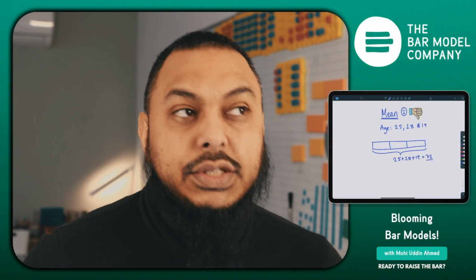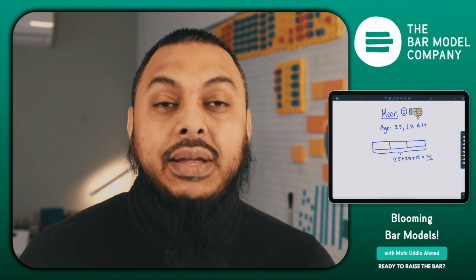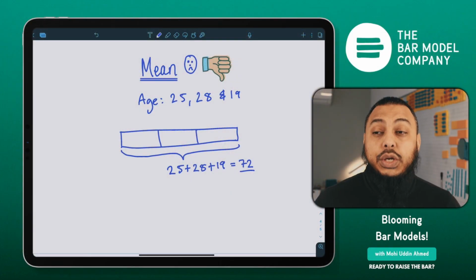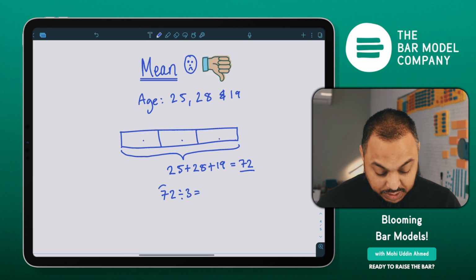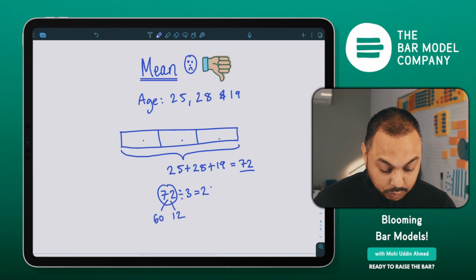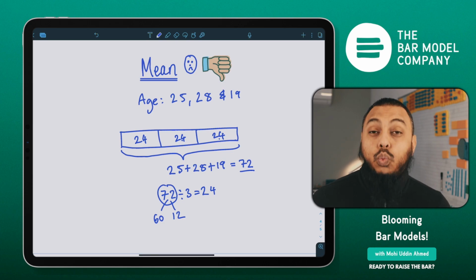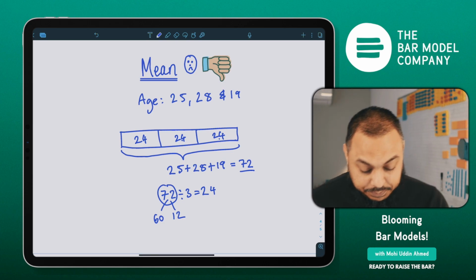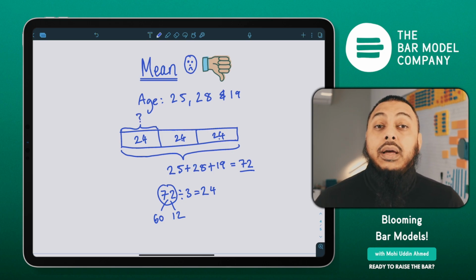The sum of the ages is 72, and if we want to share their ages all together evenly, then what would we need to do? Well, what we could do is we could divide by 1, 2, 3, because there's only 3 people here, right? So 72 divided by 3. I know 60 divided by 3 is 20. I know 12 divided by 3 is 4, so that's 24. So 24, 24, 24.